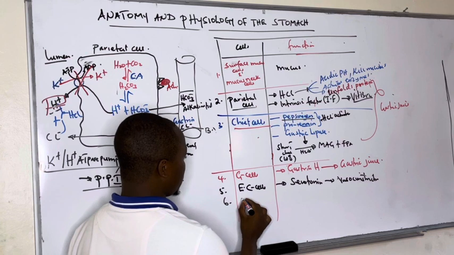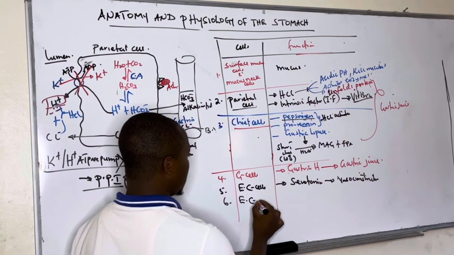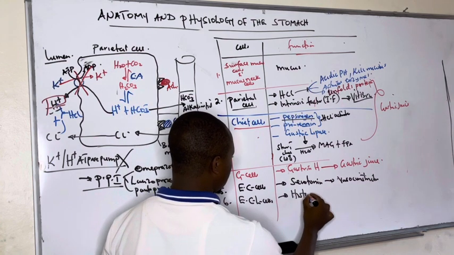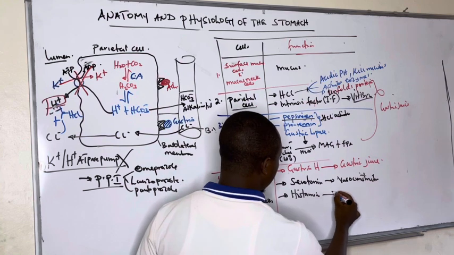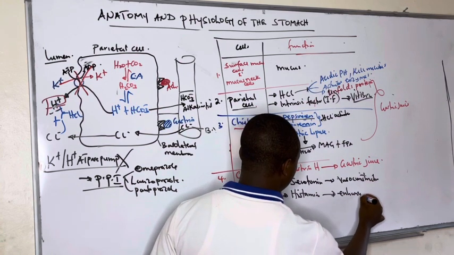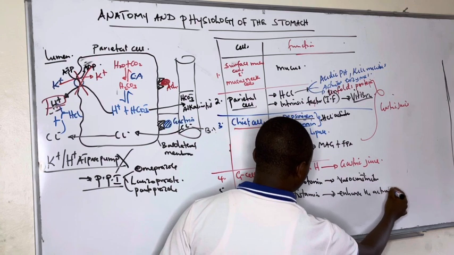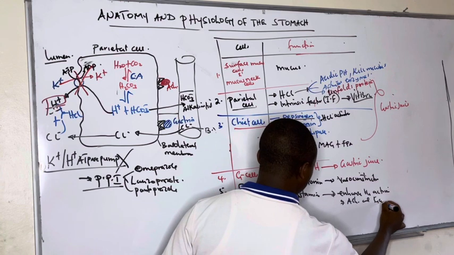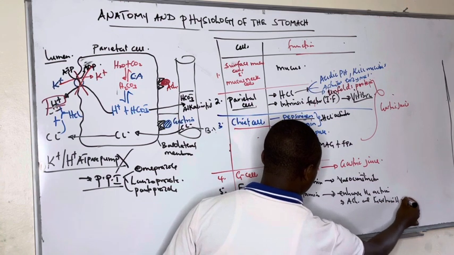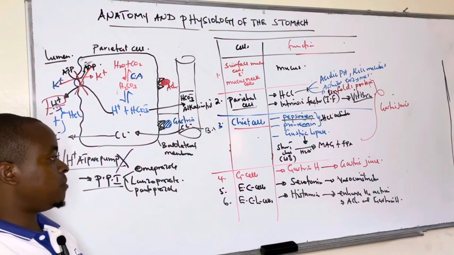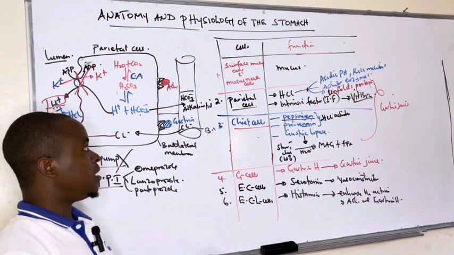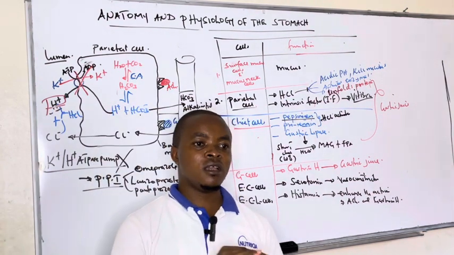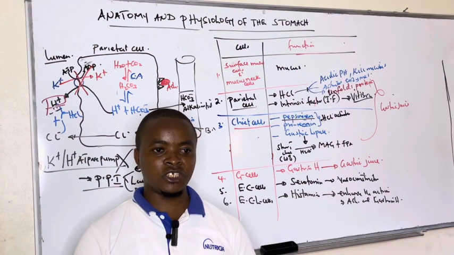Then we see another cell, the enterochromaffin-like cells, which we saw produce histamine. And histamine is the one that enhances the action of acetylcholine and gastrin hormone. That is the work of histamine produced by the enterochromaffin-like cells. So these are the different cells we can talk about in the mucosa of the stomach, their secretions and their functions.